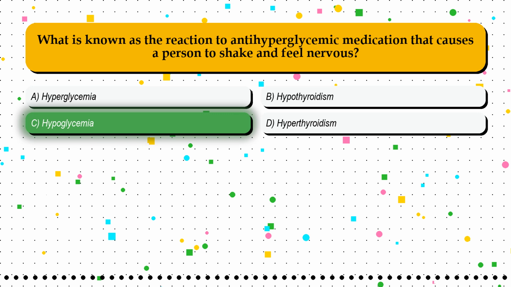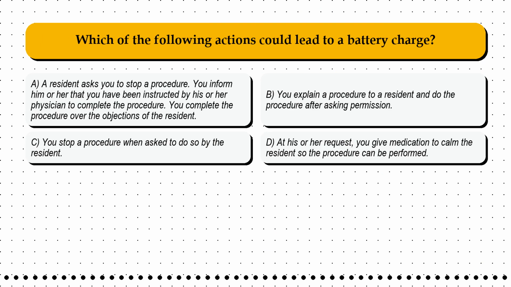The correct answer is option C. Hypoglycemia. Question 45. Which of the following actions could lead to a battery charge? Option A. A resident asks you to stop a procedure. You inform him or her that you have been instructed by his or her physician to complete the procedure. You complete the procedure over the objections of the resident.